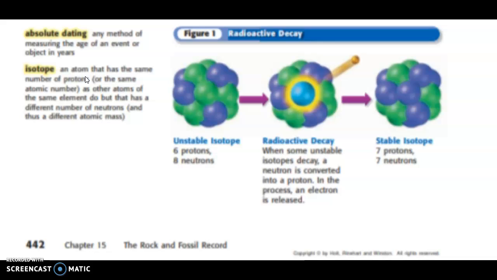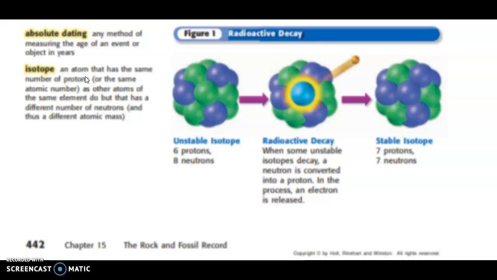Now, atoms of the same element with the same number of protons and different number of neutrons are isotopes. Most of them are stable, meaning that they remain in their original form. But there are some isotopes that are very unstable, and scientists call unstable isotopes radioactive.